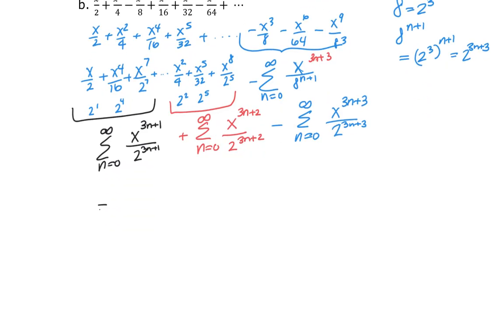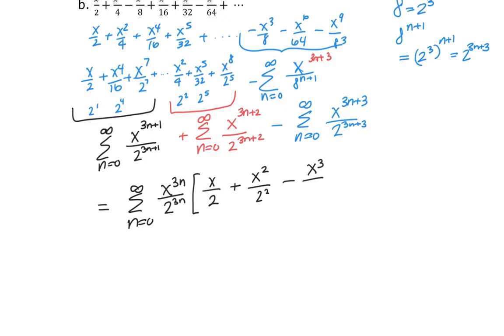Now let's bring this all together, the summation of n equals 0 to infinity. You can see that each one of these has x to the 3n, and each one of these has 2 to the 3n. So I know that x to the 3n is going to factor out, and 2 to the 3n is going to factor out. What's going to be left over in the first term is x over 2. In the second term, I'm going to have x squared over 2 squared. And in my last term, I'm going to have x to the 3rd over 2 to the 3rd. So there's my series.